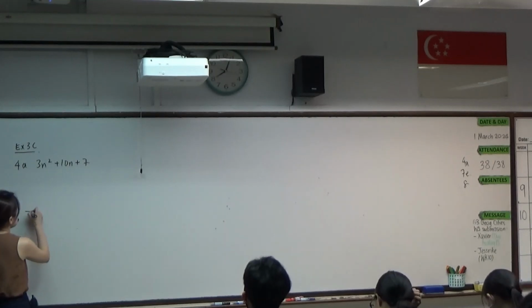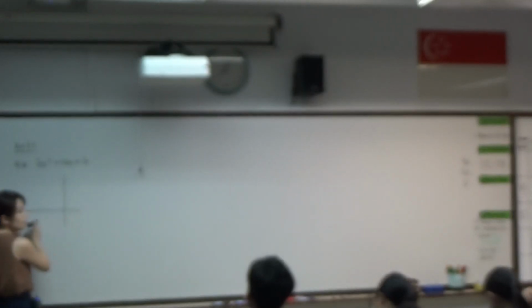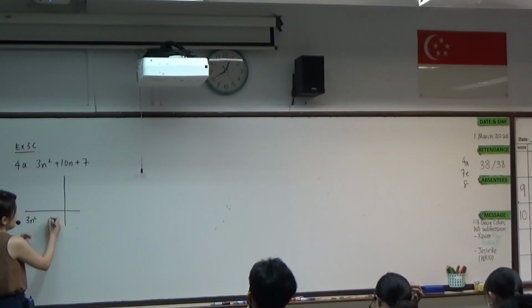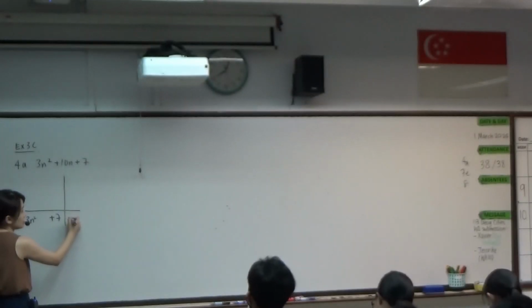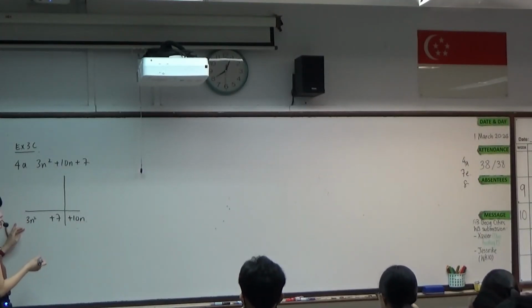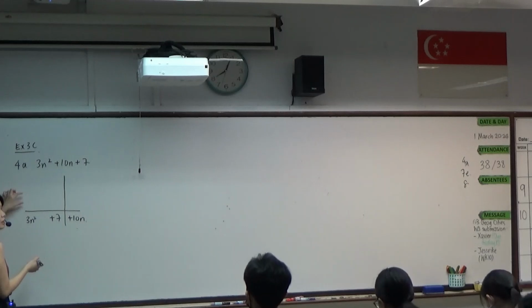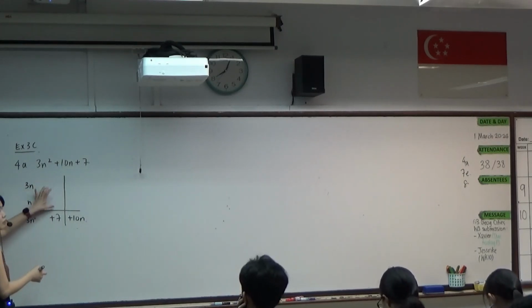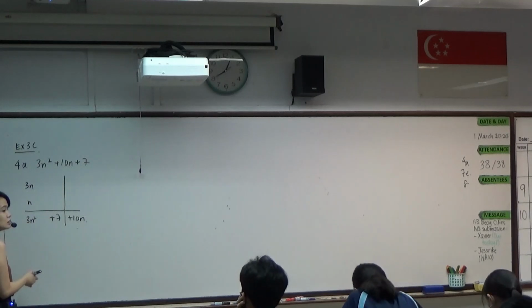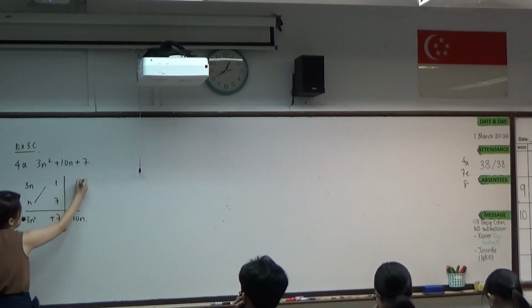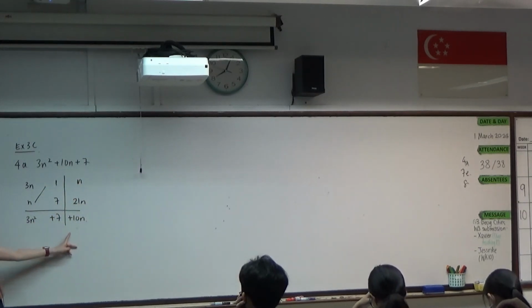Cross method, right? Okay, so you know how to arrange your frame. What should be here? 3n squared followed by plus 7 and followed by plus 10n. So what and what will give us 3n squared? 3n and n, okay. And what will give us 7? 1 and 7, okay. If we were to do this, when we cross multiply, we will get n here and this will be 21n. Is it possible for us to get 10n?